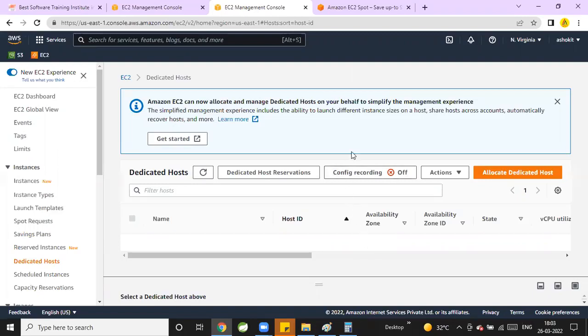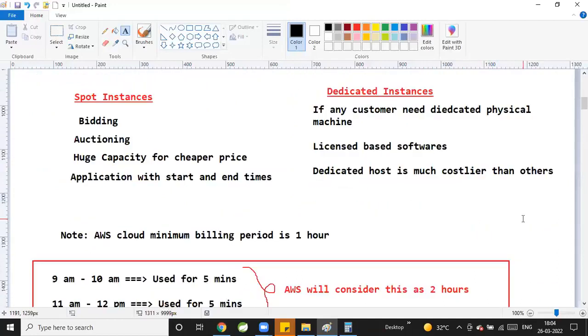If you are very particular about your instances, if you are very particular about your machine, and you want to maintain your machine separately, then you need to go for what? Dedicated instances. If any customer needs dedicated physical machines, then you can opt for dedicated instances. For license-based software, a dedicated host is much costlier than others.